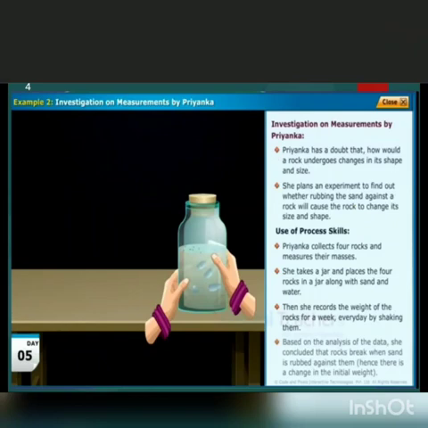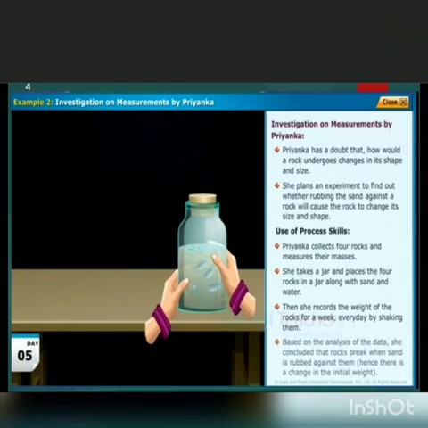Investigation on measurement by Priyanka. Priyanka has a doubt about how a rock would undergo changes in its shape and size. She plans an experiment to find out whether rubbing the sand against a rock will cause the rock to change its size and shape. How Priyanka uses the process skills: First, Priyanka collects 4 rocks and measures their masses. She takes a jar and places the 4 rocks in the jar along with sand and water.